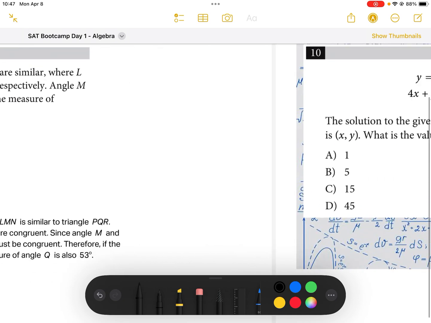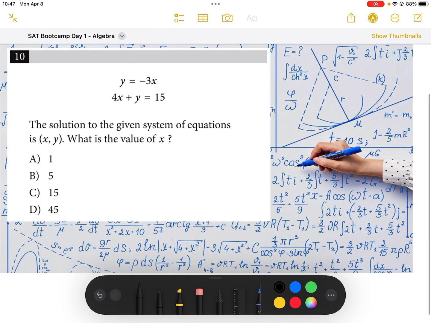And now we have one more question to do for today. Number 10 says y equals negative 3x, 4x plus y equals 15. The solution to the given system of equations is x comma y. What is the value of x? A, 1, B, 5, C, 15, D, 45. So go ahead, take a moment and solve this one.